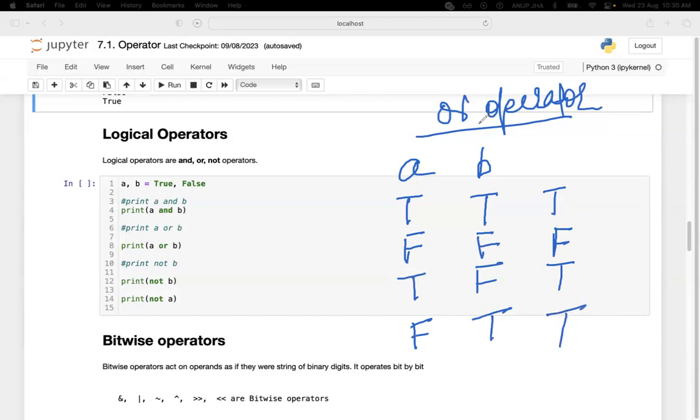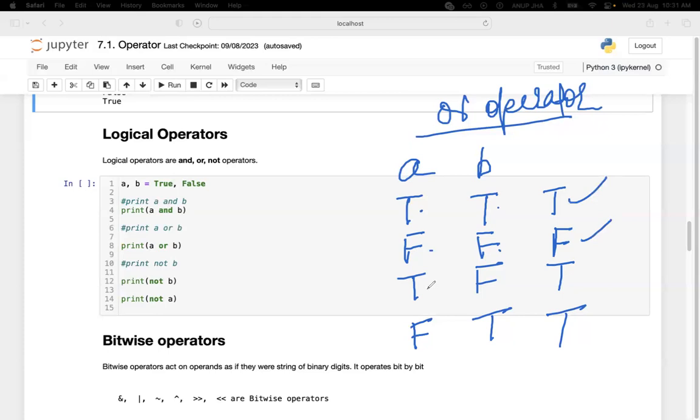So the OR operator works like that. If any one of the values is true, it will return true. In this case, both A is true and B is true, so I'm getting true here. Here A is false and B is false, both are false. That's why I'm getting false here.